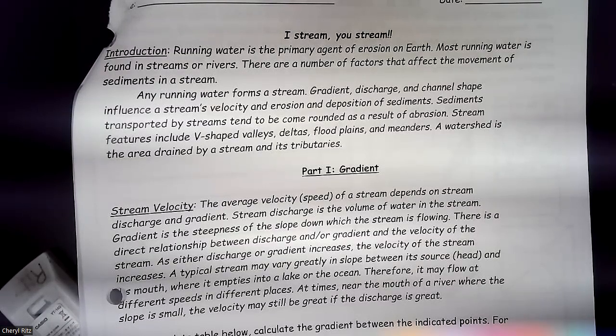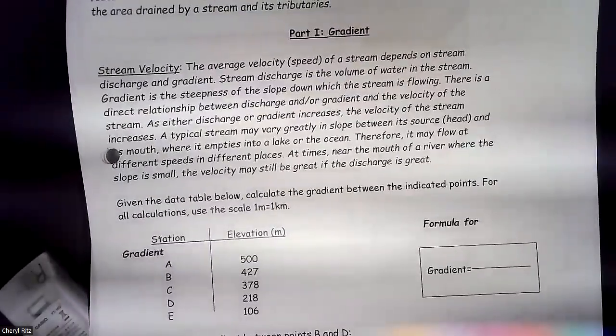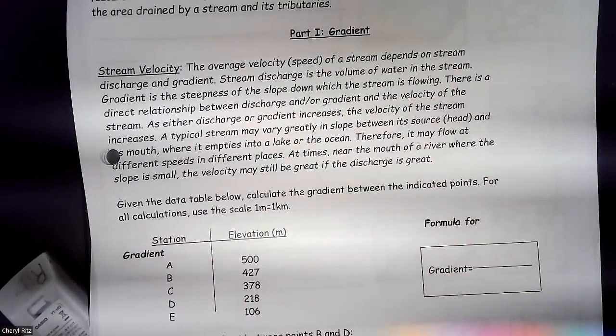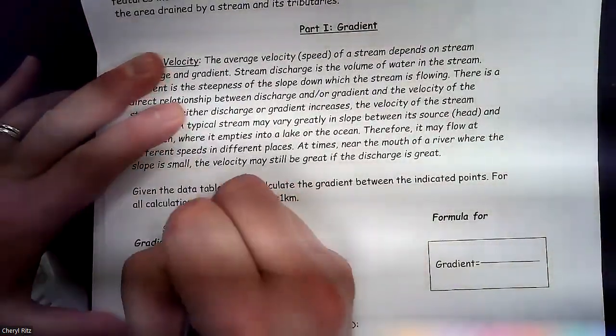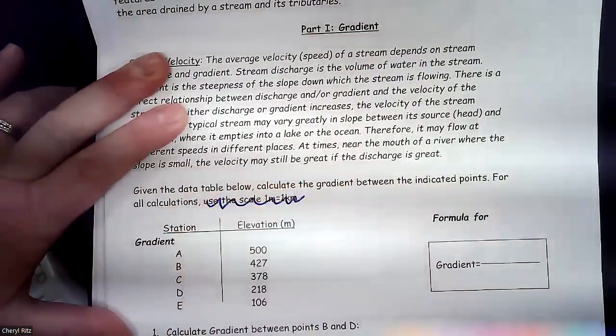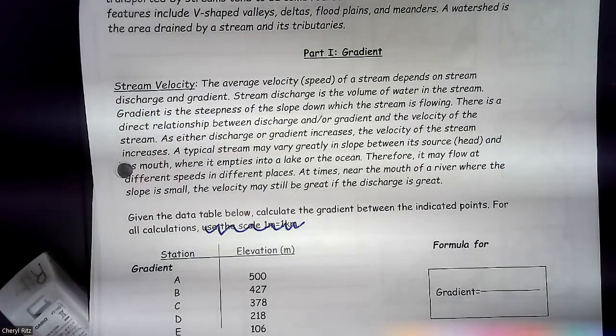What I need you to do below is, given the data table below, calculate the gradient between the indicated points. We're going to get rid of this use the scale part. So we have to find the gradient of this stream. What stream do you have? It's the Ritz River, and it's over here on the floor. Sorry. So here's the Ritz River over here on the floor. So what I need you to do is bring your packets and your body this way.